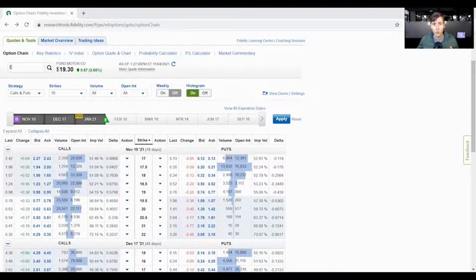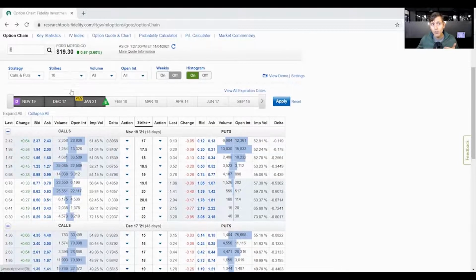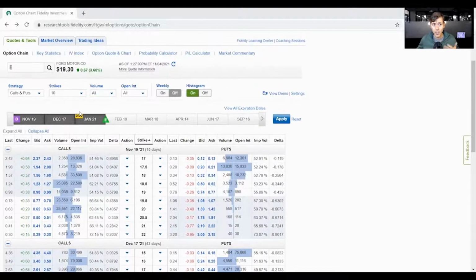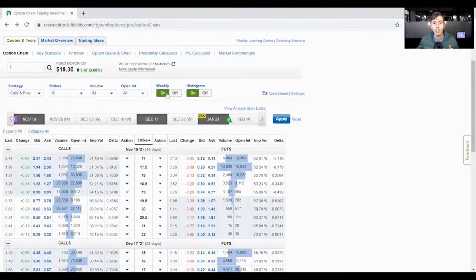Now let's start to work our way into the grid. I am using Fidelity because that is where I have some of my accounts. And it is really intuitive. And a lot of other brokerages will have an options grid that is very similar. So first thing you want to do is figure out, are we talking about weekly options or are we talking about monthly options?